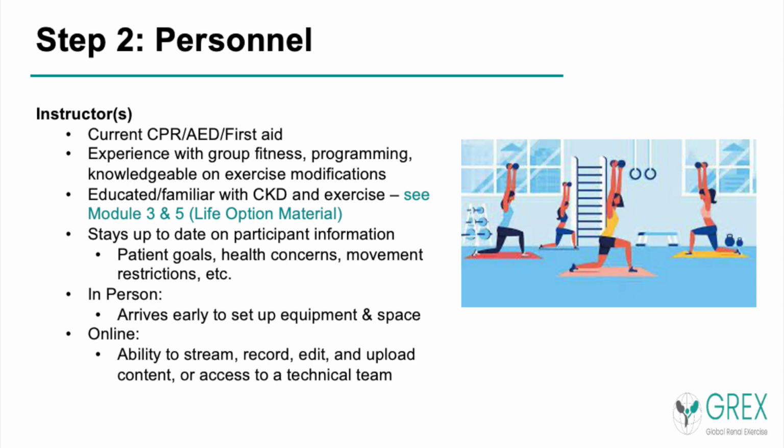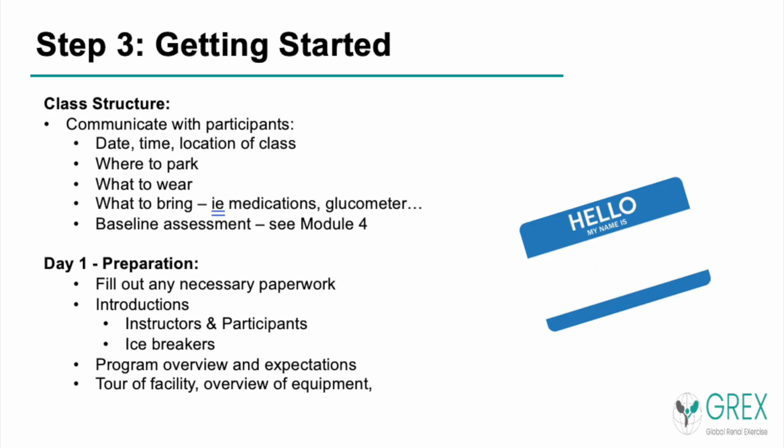In terms of the contact for the participants, they need to know the date, the time, and the location of the class, where they should park, what they should wear, and then what to bring along. So, for instance, any medications they might need, or if it's appropriate for them, something like a glucometer. And then again, the baseline assessment: when is that going to be for the participant, and is that prior to the class starting, or is it going to be done once the class has started?